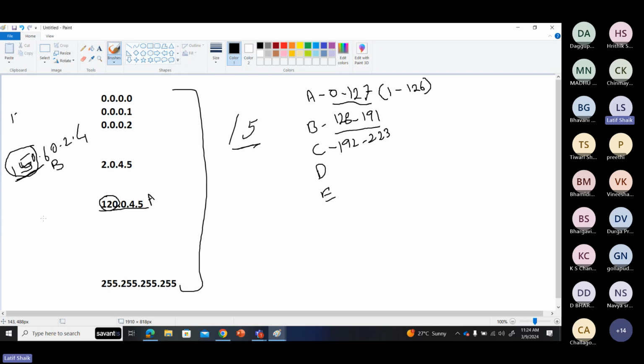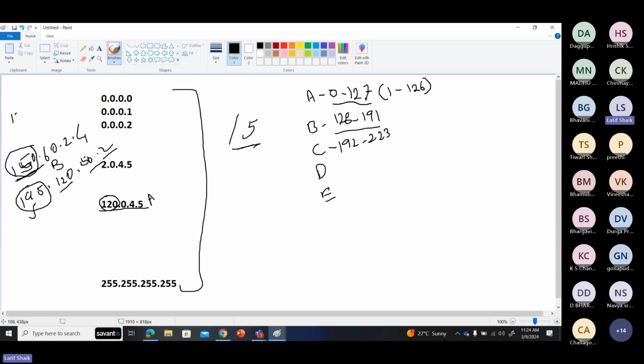192 to 223. Okay. So you write 195.120.150.2. Which class is it? Class C. Because whatever the next octets are, we don't mind. We always check the first octet only.